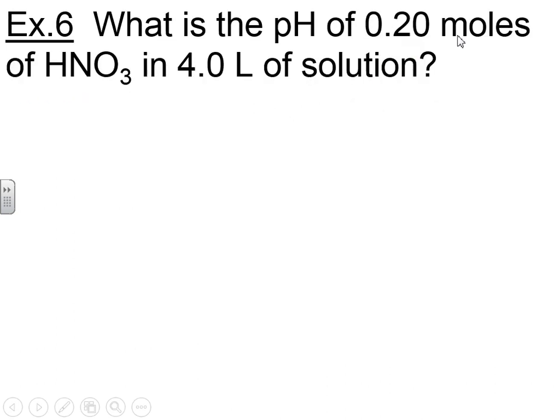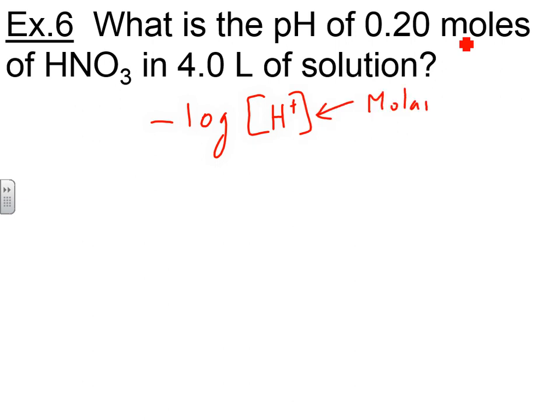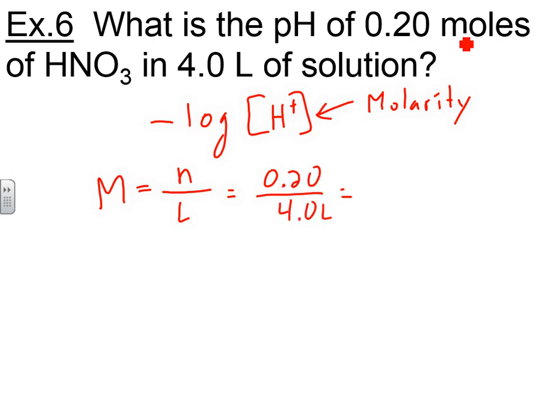Instead, in this case, we are asked to solve for molarity first. It says, what's the pH of 0.20 moles of nitric acid in 4 liters of solution? Now, to get the pH, the negative log is determined of the concentration of H+. Remember, these brackets mean molarity. So we'll first have to find the molarity of our solution. Molarity is moles over liters. In this case, we have 0.20 moles over 4 liters, which gets us 0.05 for the molarity.